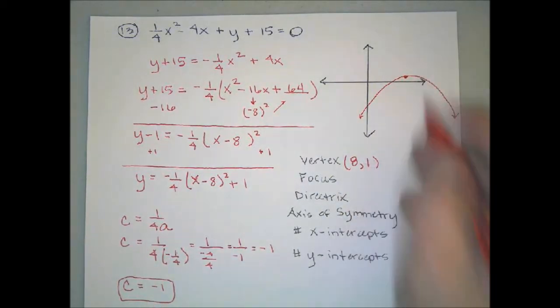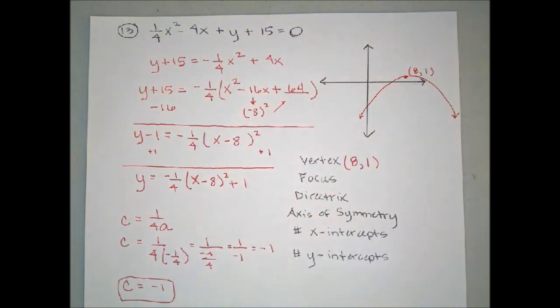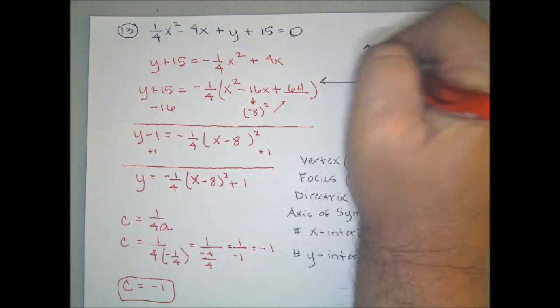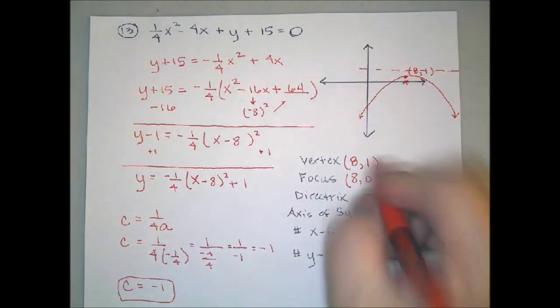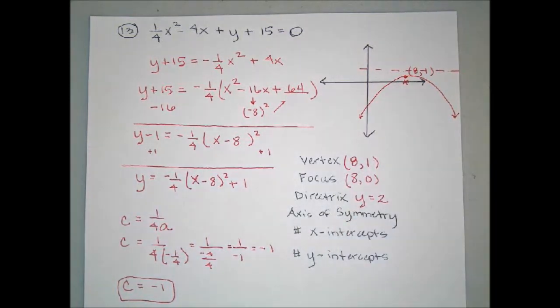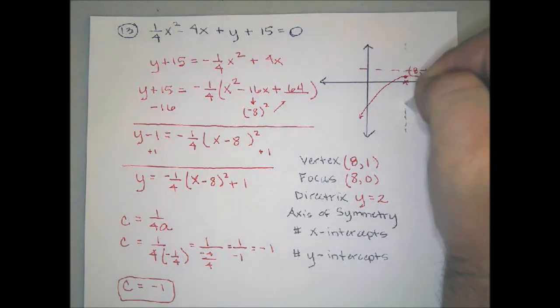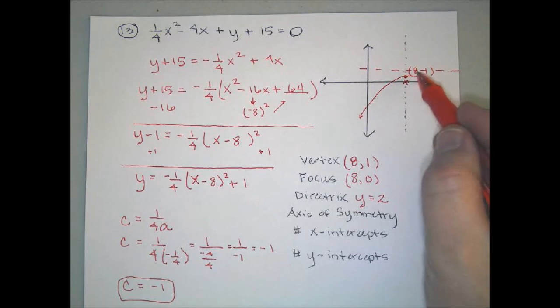So let's recap where this was in the first place. The vertex was at 8, 1. So if I go down one step to find the focus, I'm at 8, 0. If I go one step the other way to find the directrix, I'm at y equals 2. Now, the axis of symmetry, the line of symmetry, runs right through the vertex. Half the parabola is on one side of it, and the other half is on the other. It's like a mirror, so it's x equals 8.